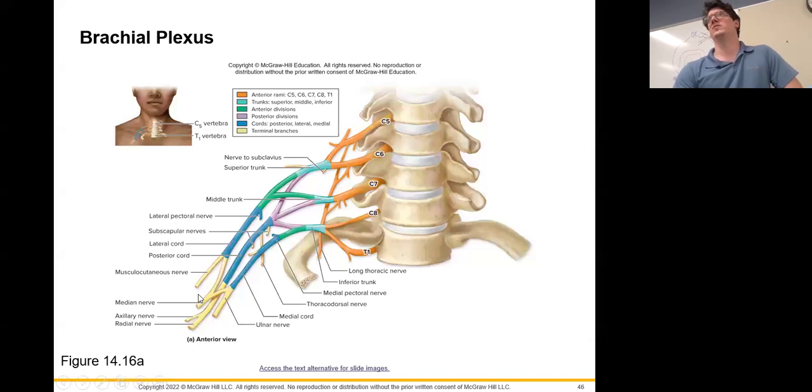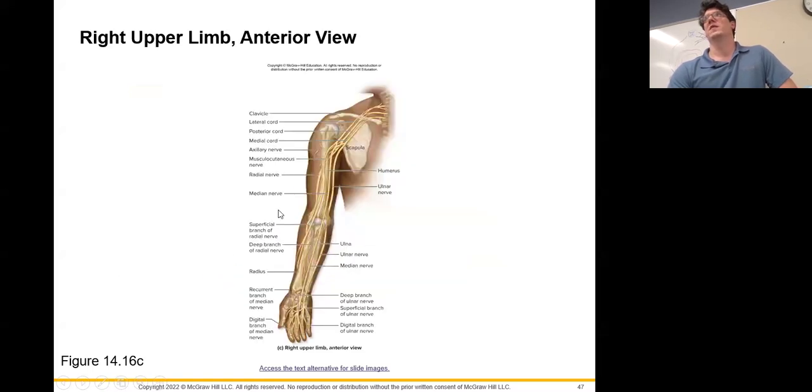The 5 major outputs of this plexus are going to be our musculocutaneous nerve, our median nerve, our axillary nerve, which goes to our armpit. Then we have the radial and ulnar nerves. And all of these kind of tell you where they're going, with the exception of the musculocutaneous. But if we follow those nerves down, our musculocutaneous is going to be this nerve right here.